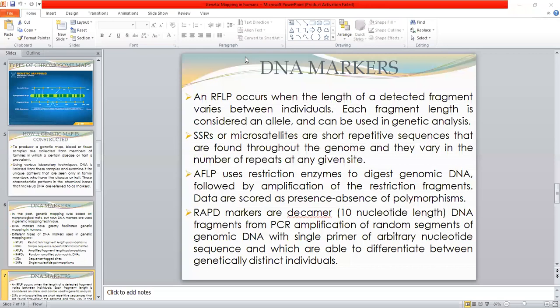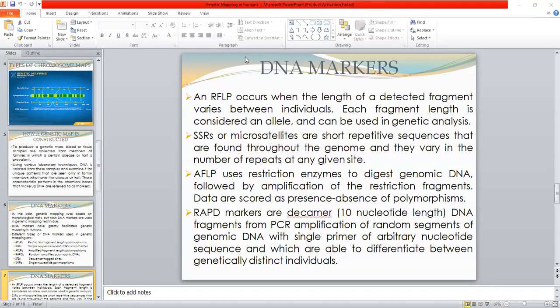RAPD markers are decamers. Decamer means they are composed of 10 nucleotides. DNA fragments from PCR amplification are random segments of genomic DNA amplified with a single primer of arbitrary nucleotide sequence, and they are able to differentiate between genetically distinct individuals.